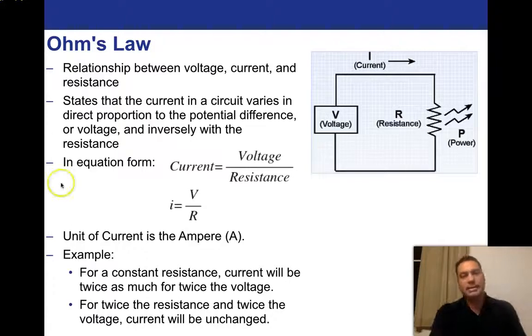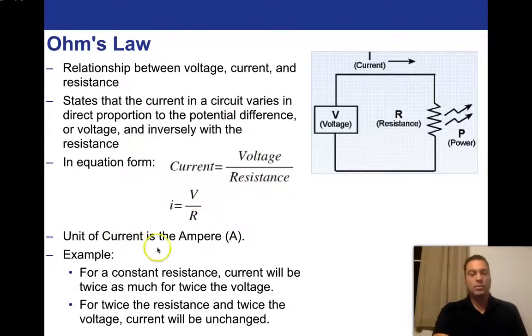It states that the current in a circuit varies in direct proportion to the potential difference, or voltage, right? Voltage is the potential difference. And inversely with the resistance. In equation form, we simply say the current is equal to the voltage divided by the resistance, where I equals V over R.